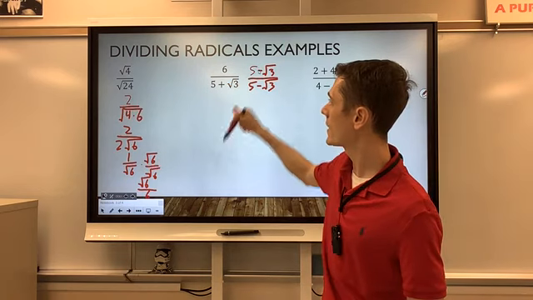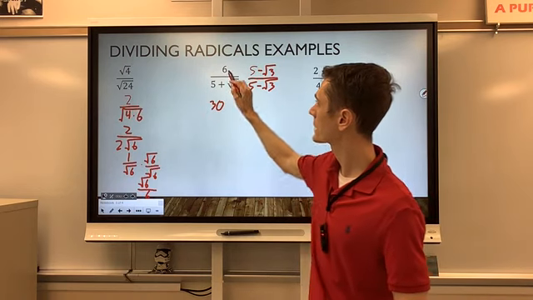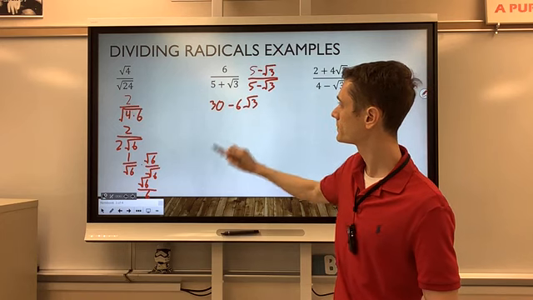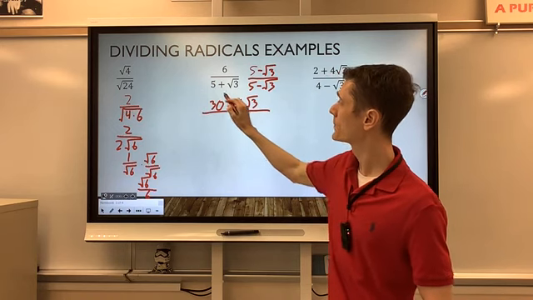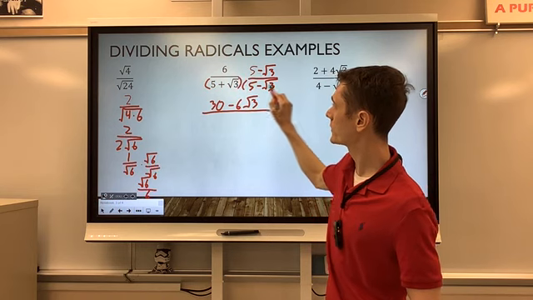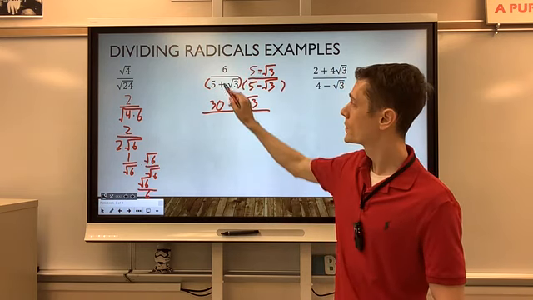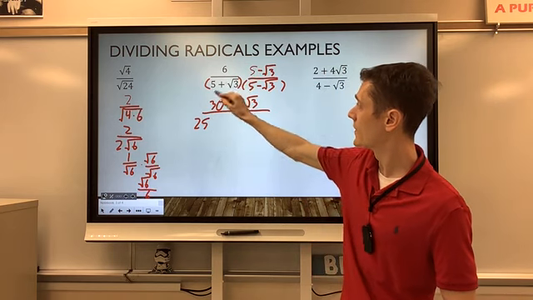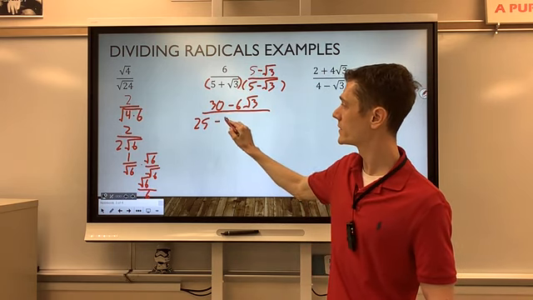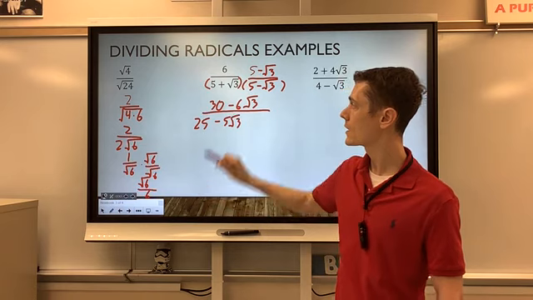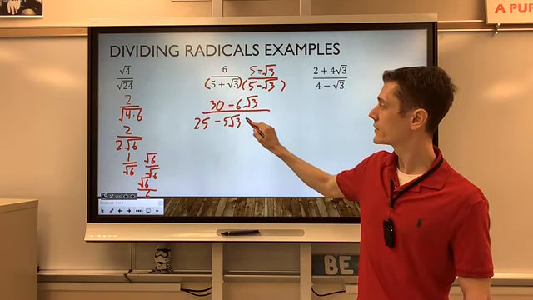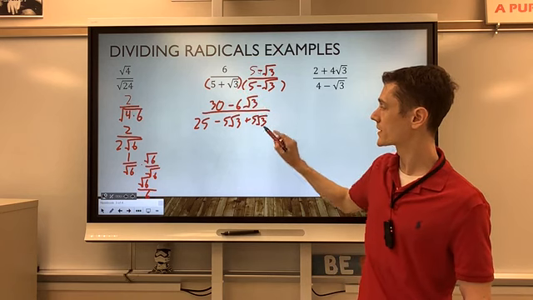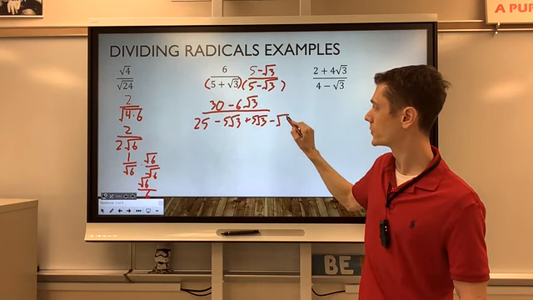If I distribute this out, I have 6 times 5 is 30, and 6 times root 3 is negative 6 root 3. On the bottom, we're going to need to distribute this, because I have two terms times two terms. So 5 times 5 is 25, and then 5 times negative root 3 is negative 5 root 3. Root 3 times 5 is 5 root 3, and then root 3 times negative root 3 is negative root 9.